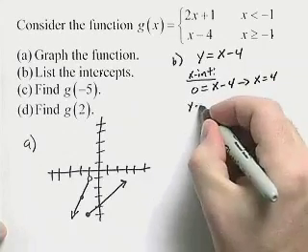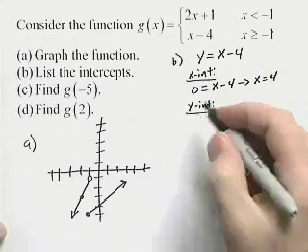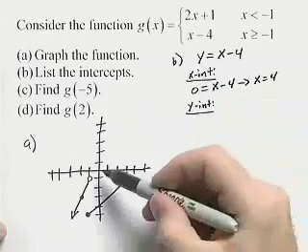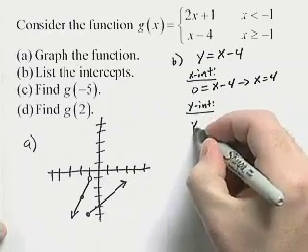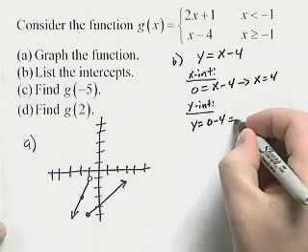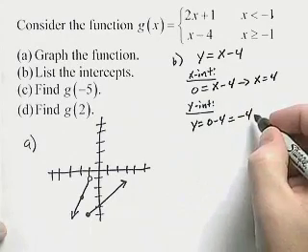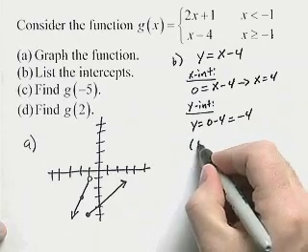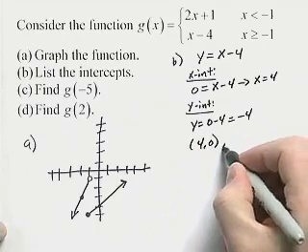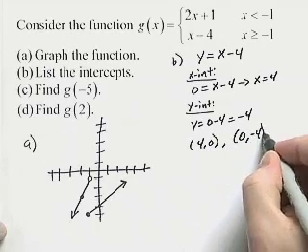We want to find the y-intercept. We would go ahead and let x equal 0, and we actually did that when we were plotting it. So we would get y is equal to 0 minus 4, which is negative 4. So our y-intercept is negative 4. If we're going to write these as ordered pairs, the two intercepts would be (4, 0) and (0, negative 4).